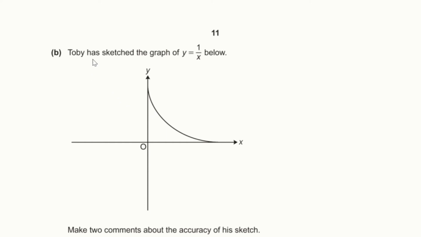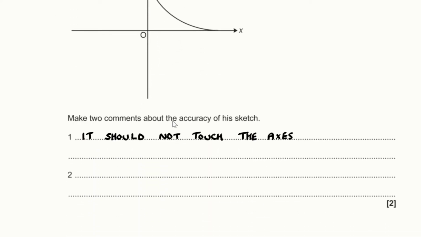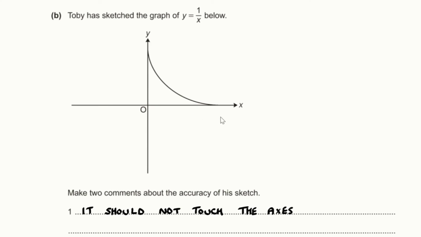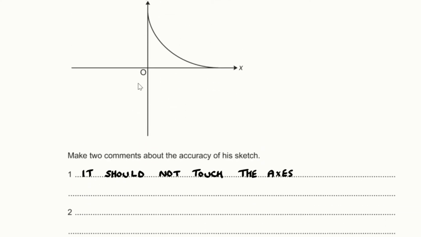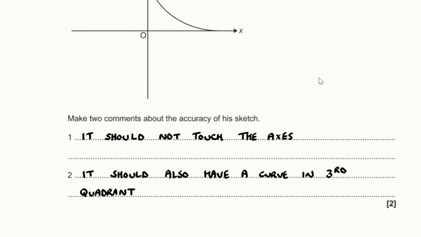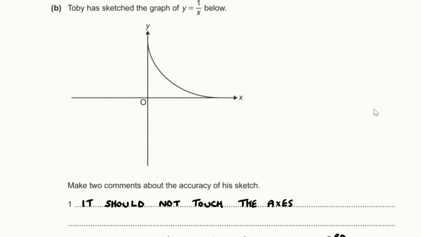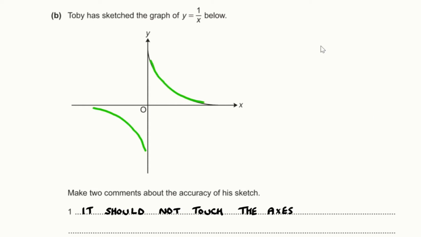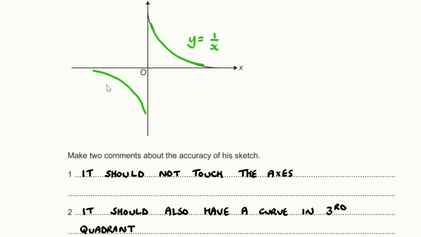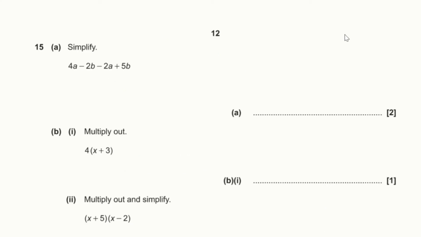Now for part B, Toby has sketched the graph of y equals 1 over x below, and we have to make 2 comments about the accuracy of his sketch. Well, the first one, it should not touch the axis. What we see here is the curve is touching the x and y axis. That's incorrect. Next, it should also have a curve in the third quadrant. What we mean by that, the curve should look something like this. Here we've got the curve of y equals 1 over x. It should look something like that. And here, by the way, is the third quadrant when x is negative and y is negative.